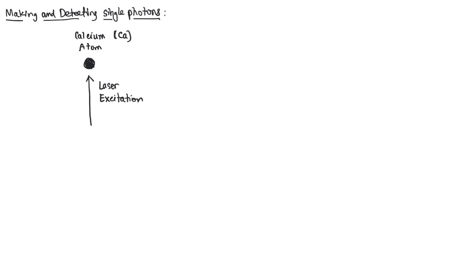So the French group that did this, Grangier, Roger, and Aspect, took calcium atoms and excited them with a laser. So they shone laser light on the atom that excited the calcium atom. And when an atom is excited, it eventually will de-excite. And de-excite means the energy that went into exciting the atom now comes out. And the way that this particular calcium atom de-excites is by the emission of 2 photons. And they called this the trigger photon.